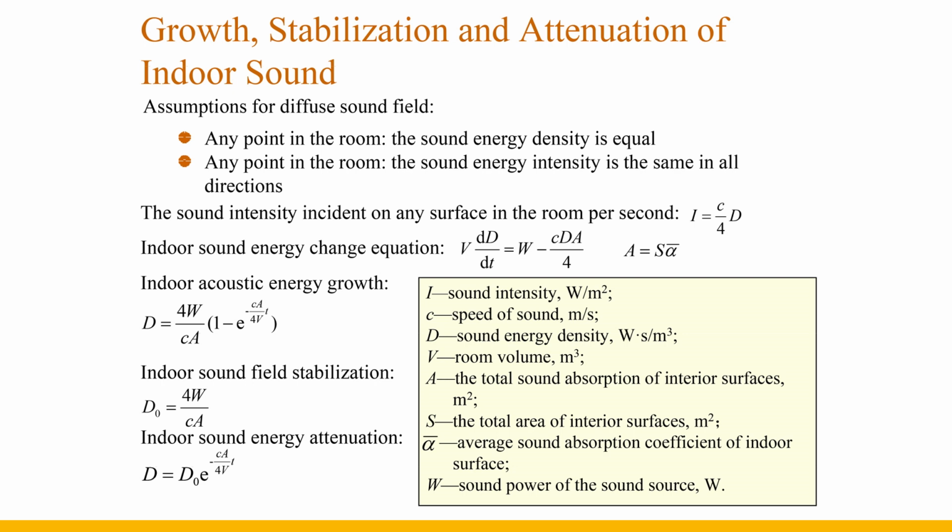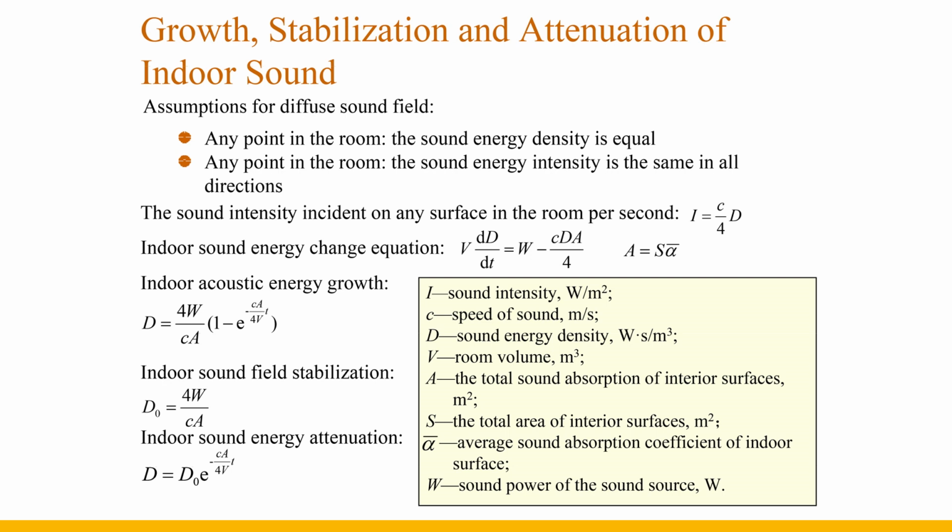The amount of change in room sound energy is equal to the room volume multiplied by the rate of change of sound energy density with time. It is also equal to the sound power of the sound source minus the sound energy absorbed per second, which is the equation of indoor sound energy change. Among them, A is the amount of sound absorption, which is equal to the sound absorption coefficient multiplied by the sound absorption area. Assuming that the sound energy density is equal to 0 when t is equal to 0, solve the sound energy change equation to obtain the formula describing the sound growth in the room.